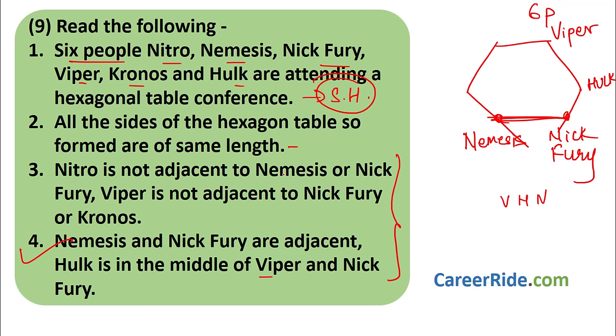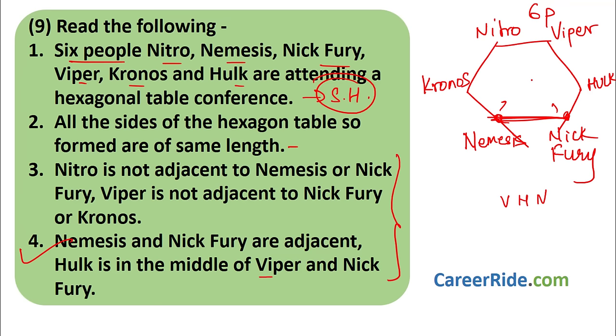Nitro is not adjacent to Nemesis or Nick Fury. Nitro will not come over here. Nitro will be here. Which one is remaining? Kronos is remaining. Write it. Okay. We got the position. Now, we started arbitrarily from this corner. You can start anywhere. There are many possible combinations for this. But the sequence will always remain like this.